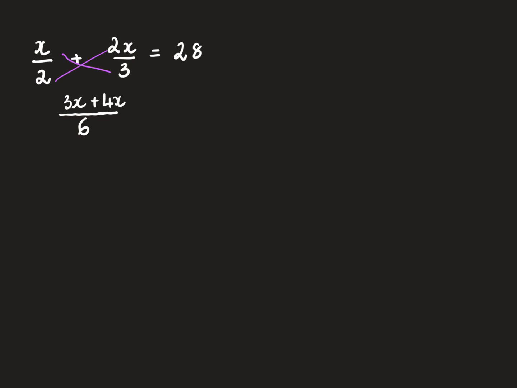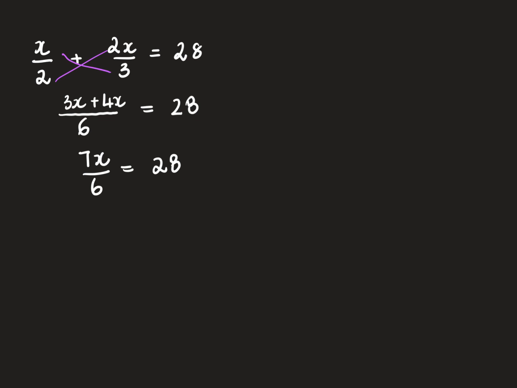Okay, so for this first one here, what do we need to do? We need to simplify the left. We need a new denominator. 2 times 3 is equal to 6. That's our new denominator. Then we say that times that. 3 times x is 3x plus that times that. 2 times 2x is 4x equals 28. What do we do next? 3x plus 4x is 7x over 6 is 28.